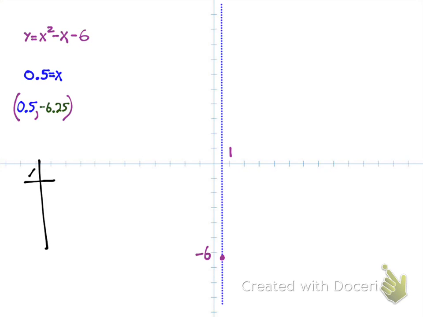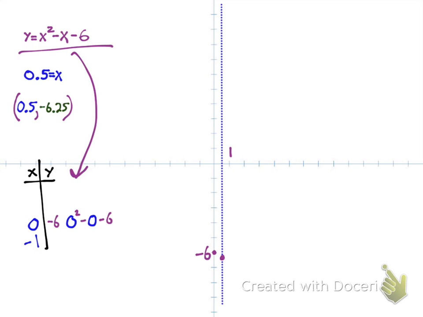Now, if that point is there, let's make a table of some other points. And I would recommend plugging in points really close to the vertex. So if I plug in 0, for example, I'm going to do that by putting it into our equation, our function. We have 0 squared minus 0 minus 6 is negative 6. So 0, negative 6 is another point on the parabola. Negative 1, since I'm moving left, might as well keep going. If I plug in negative 1 into the function, I get negative 4. So negative 1, negative 4 is another point. Plug in negative 2, you get 0. And negative 2, 0 is another point.